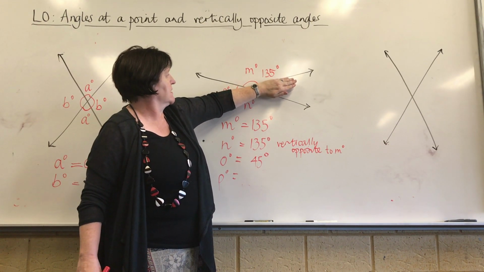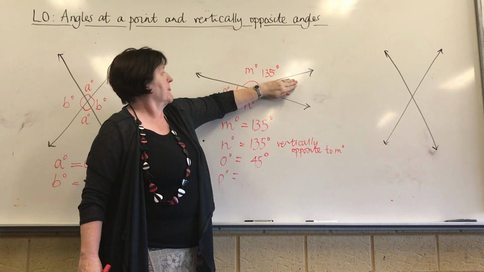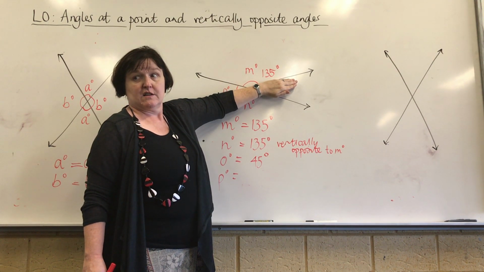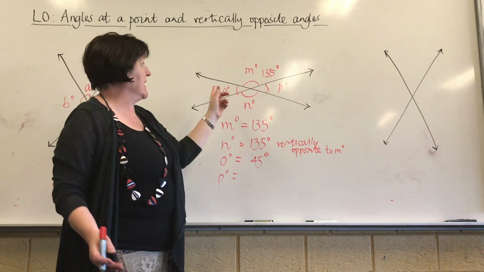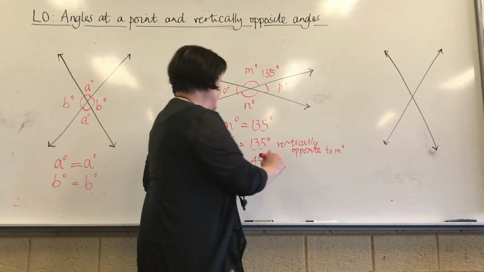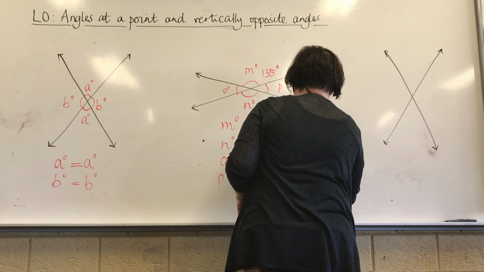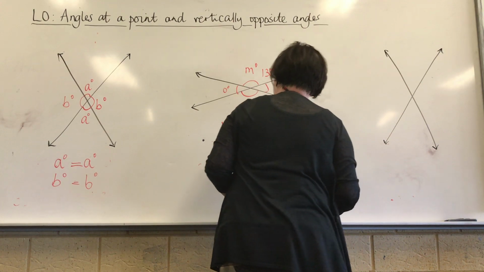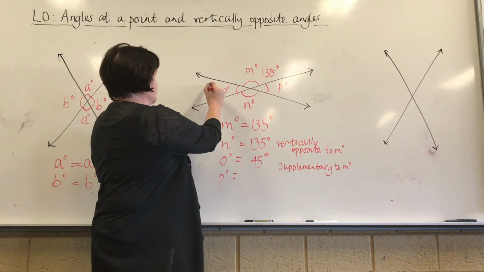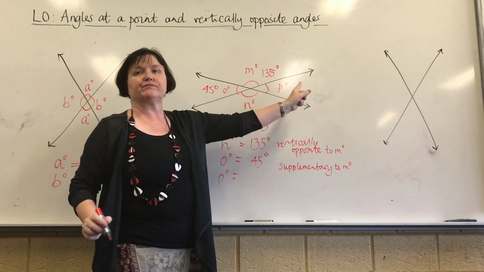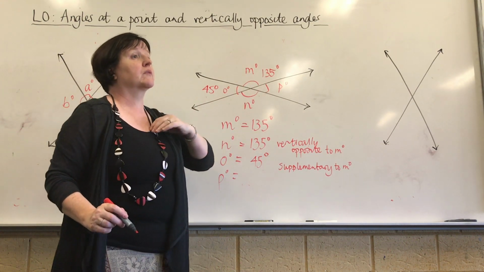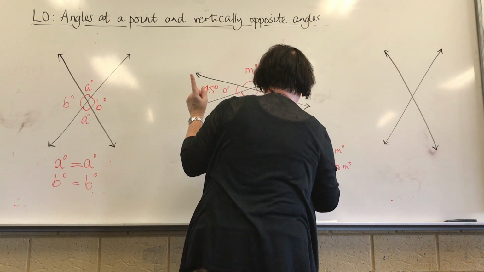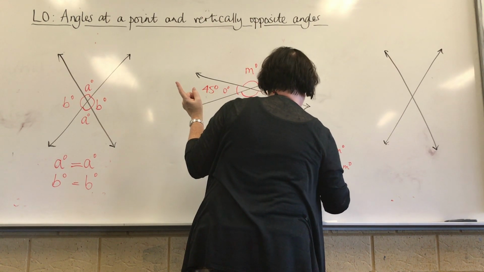How about this? Why is O 45 degrees? Because it's adjacent and supplementary to M. So it's supplementary to M. Do you see it forms a straight line? And then this one's 45. What about P? 45 degrees. Why? Because it's vertically opposite to O.